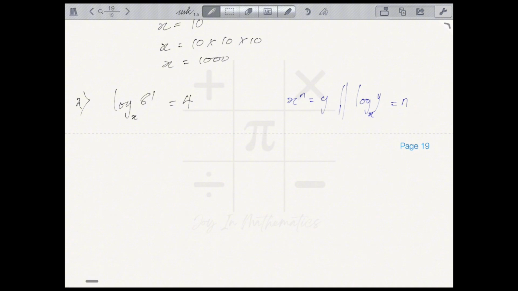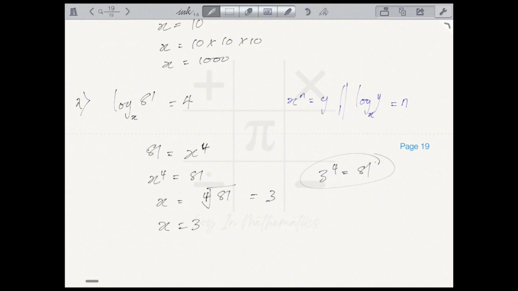Therefore, what we are saying here is that 81 is equals to x raised to the power of 4. So the question now is, what are we going to multiply by itself 4 times such that we'll get 81? So we can say x raised to the power of 4 is equals to 81, and x now will be the 4th root of 81, and the 4th root of 81 is 3, because 3 raised to the power of 4 is 81. So therefore x is 3.